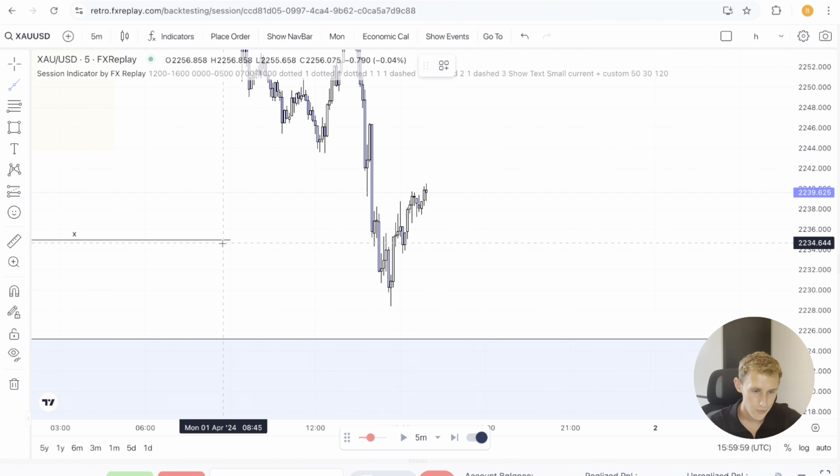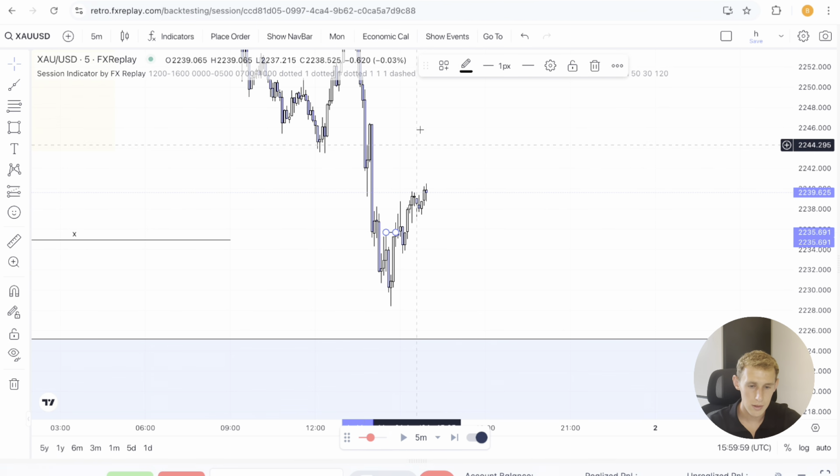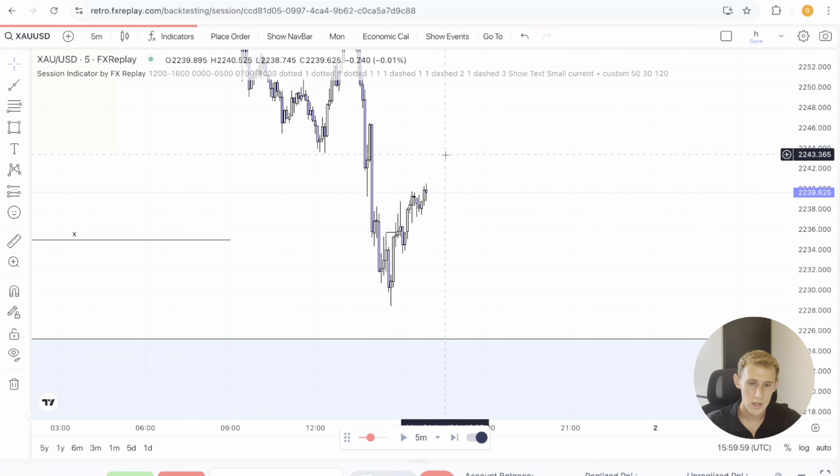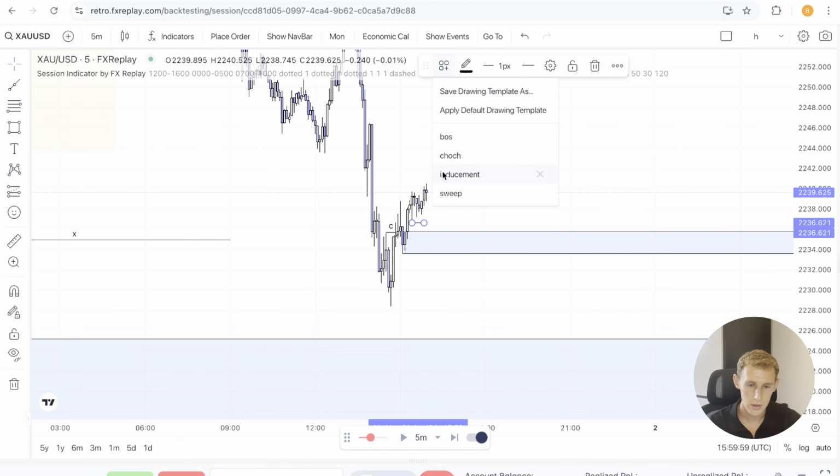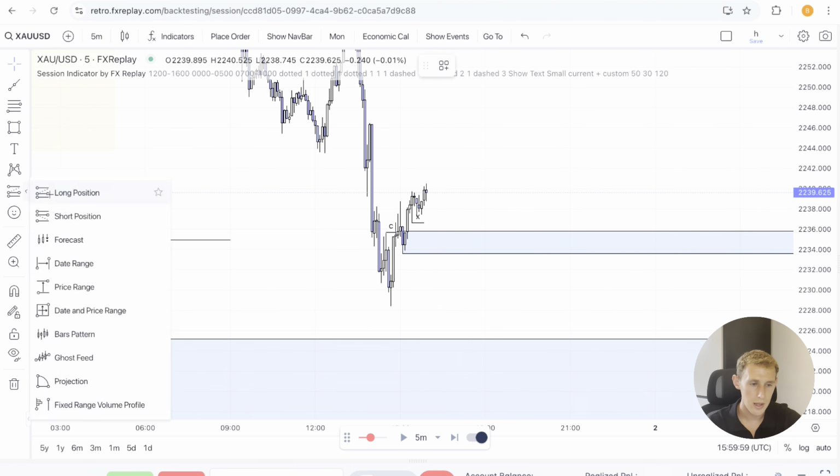You can see price swept the area of demand. We've had an M5 change of character. We have an area of imbalanced demand just here. We've got some liquidity resting above it if I just mark that on. So yeah, this is another valid entry.